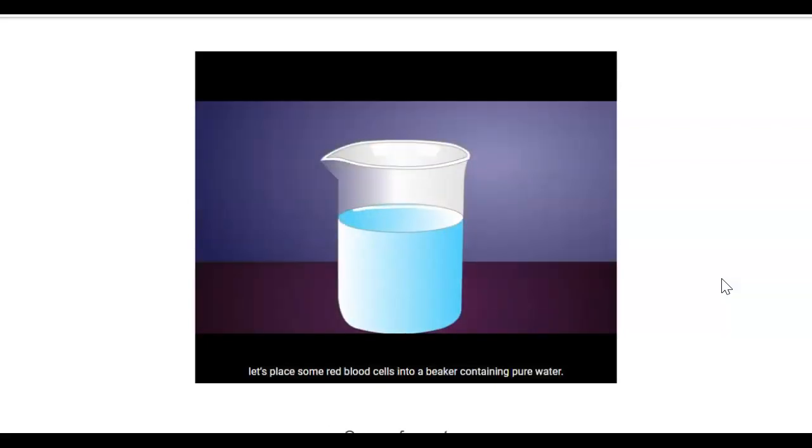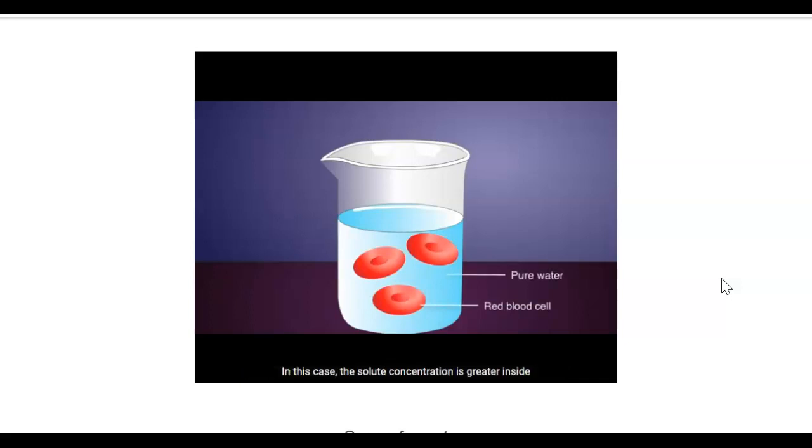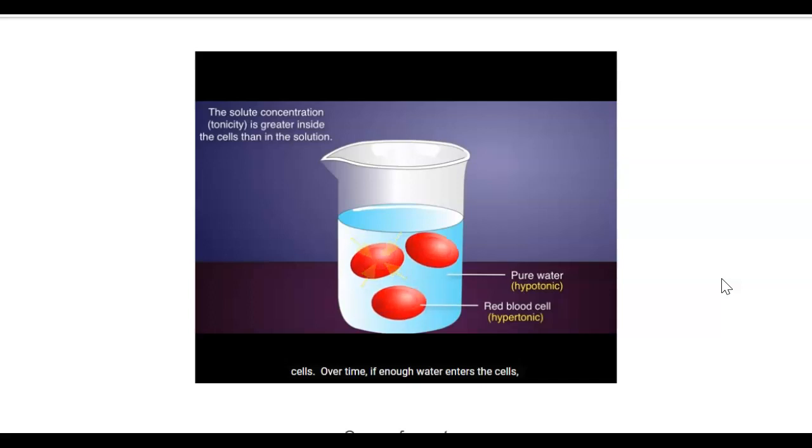To demonstrate how tonicity affects a cell, let's place some red blood cells into a beaker containing pure water. In this case, the solute concentration is greater inside the cells than in the surrounding water. In other words, the contents of the cells are hypertonic in relation to the hypotonic contents of the beaker. Because of this, osmotic pressure results in the diffusion of water across the membrane and into the cells. Over time, if enough water enters, the cell membranes may burst. This is called lysis.